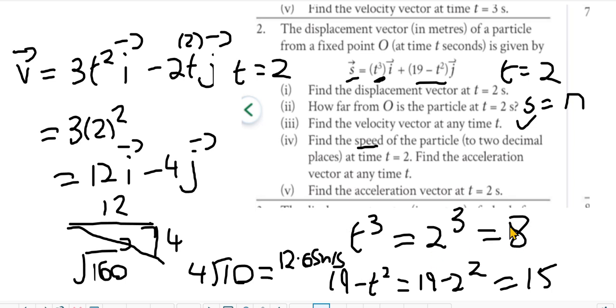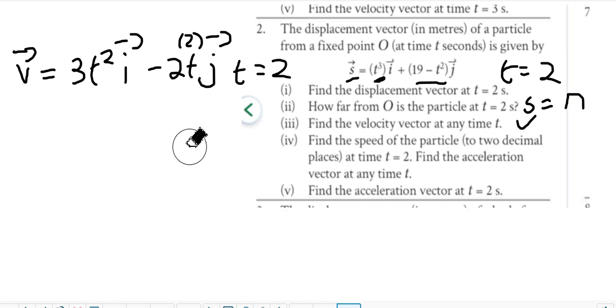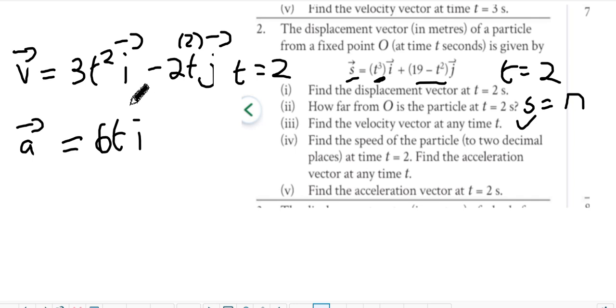Now that we've done that, it also wants us to find the acceleration vector. Take a wild guess what you think the acceleration vector is. Differentiate the velocity to get acceleration. If you had the acceleration and you're looking for the velocity, you would integrate it. If you had the velocity and you're looking for the displacement, integrate it. So what do we get then? 6ti, yeah? And what's the other one? Minus 2j.